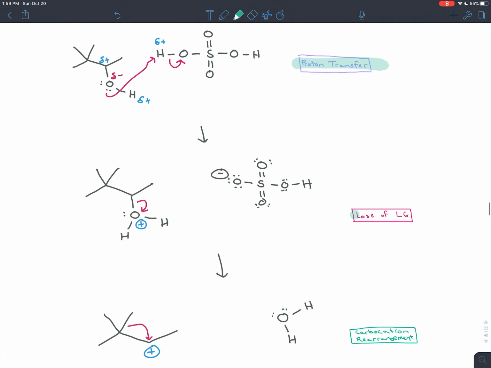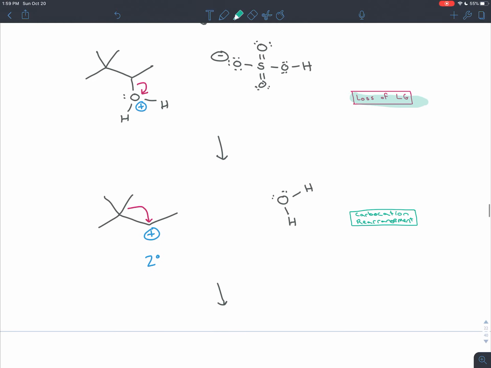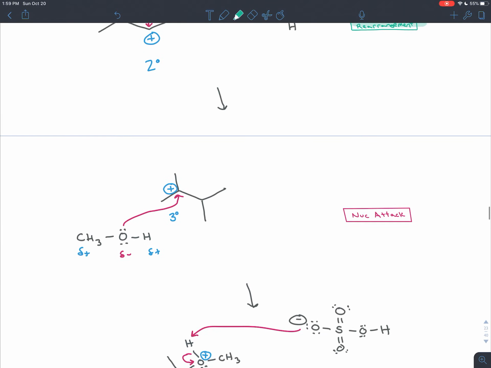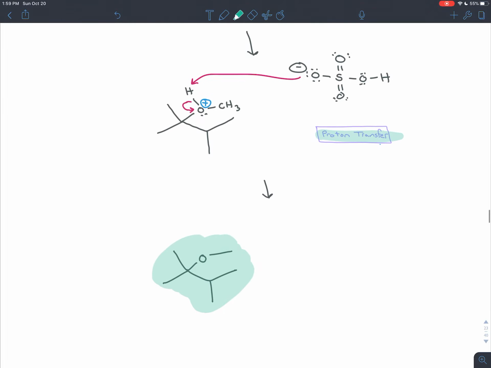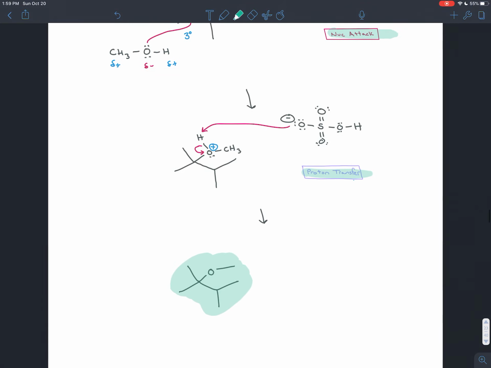We had a proton transfer to begin with, and then we had loss of a leaving group. We had a carbocation rearrangement, we had nucleophilic attack, and we had another proton transfer.